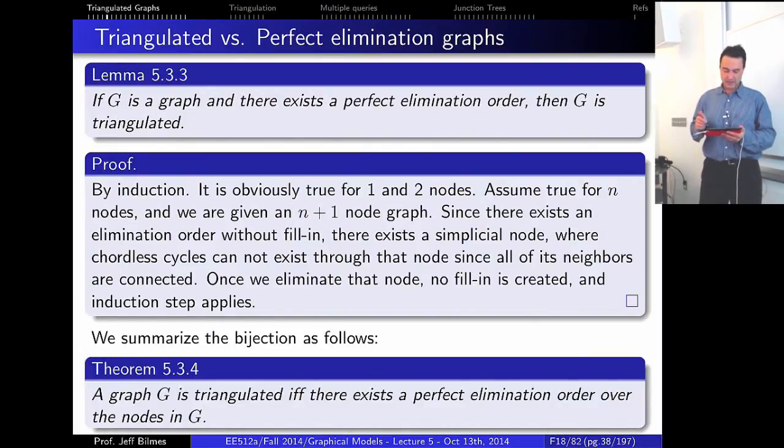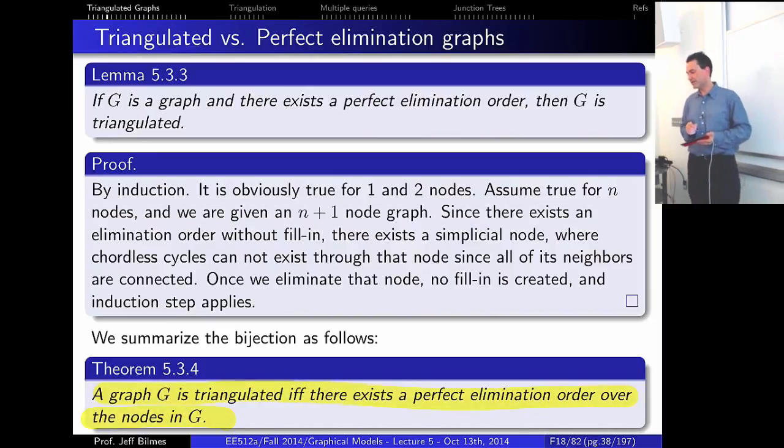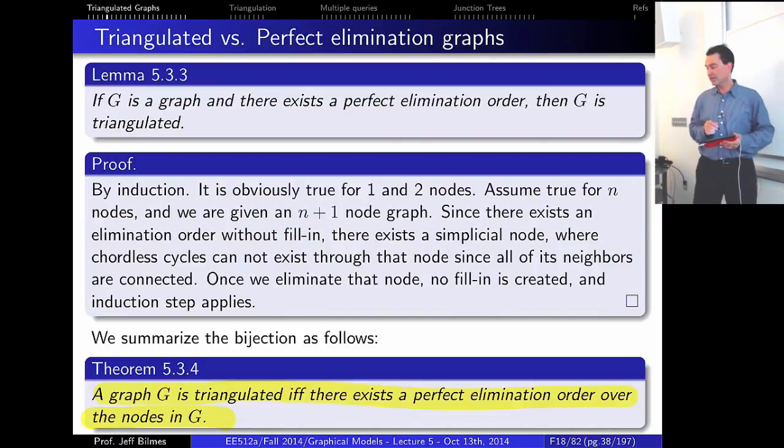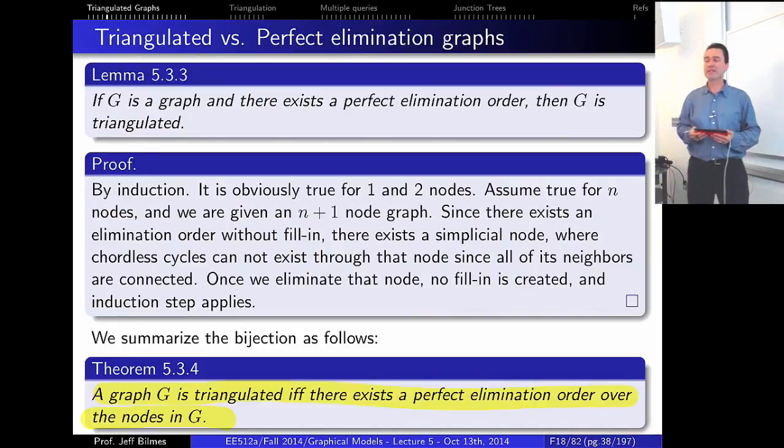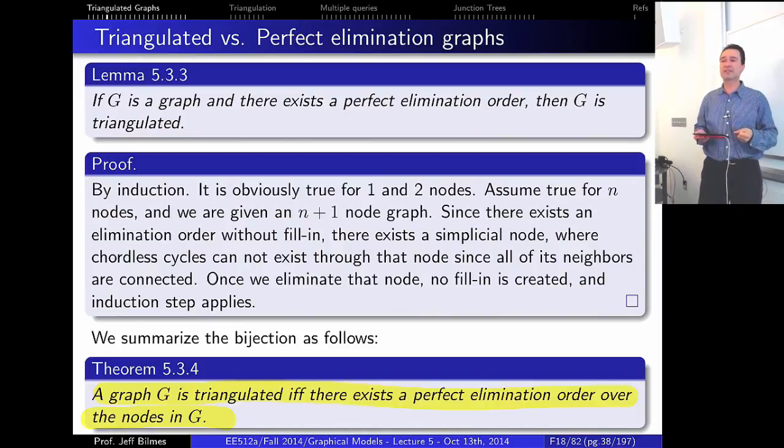So let's summarize this by the following bijection. A graph is triangulated if and only if there exists a perfect elimination order over the nodes in G. So that's a very quick way of identifying triangulated graphs. Trees are obviously triangulated. The 4 cycle is obviously not triangulated since there's no node you can eliminate that is simplicial. There are no simplicial nodes in a 4 cycle. But as soon as you chord the 4 cycle, there exist 2 simplicial nodes, as there should be, because it's a triangulated graph, which must have at least 2 simplicial nodes.